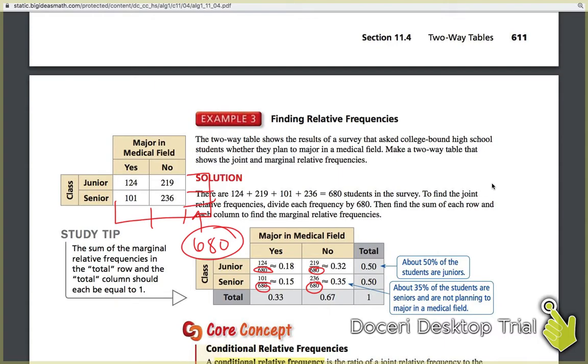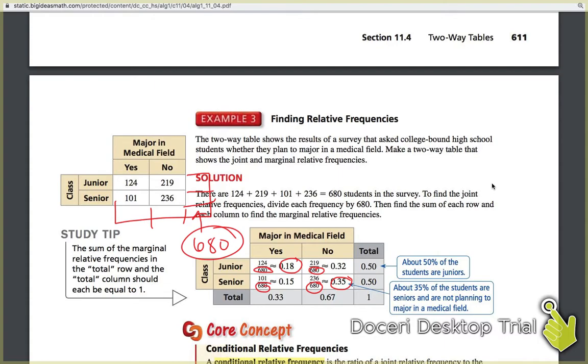That's a decimal or a percent. That's telling us that 18% of the people surveyed are juniors that say yes, they're going to major in the medical field. Right? 35% are seniors that say no to the major in medical field. Okay? So those are the joint relative frequencies.